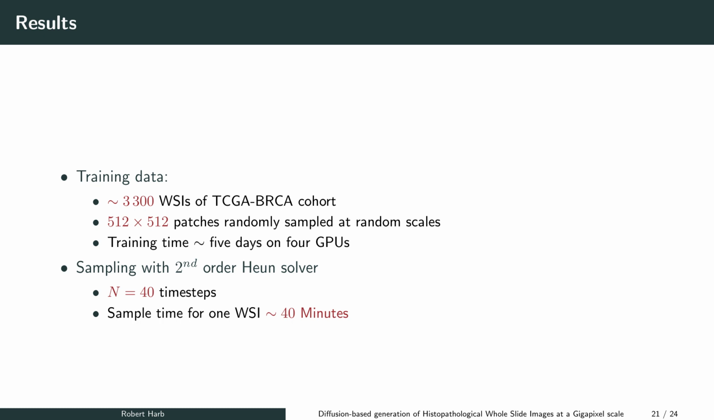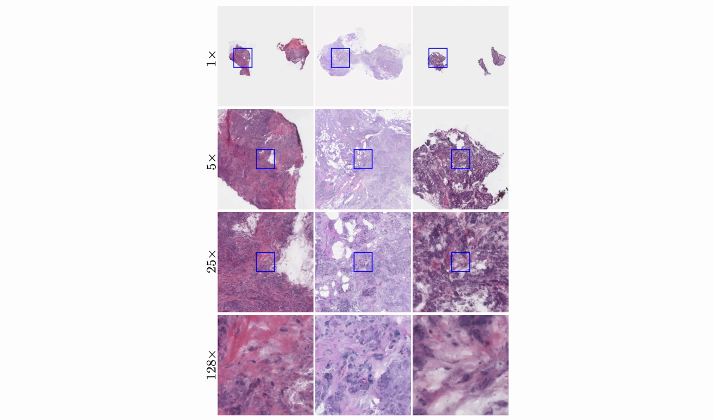To train our model, we used 3,300 slides from the TCGA BRCA dataset. For sampling, we used a second-order Heun solver. In our setup, it took approximately 40 minutes to generate a single WSI. Looking at our results, one can see that our synthetic WSIs cover the whole magnification spectrum of real WSIs, starting from a macroscopic overview of tissue down to structures at the cellular level.